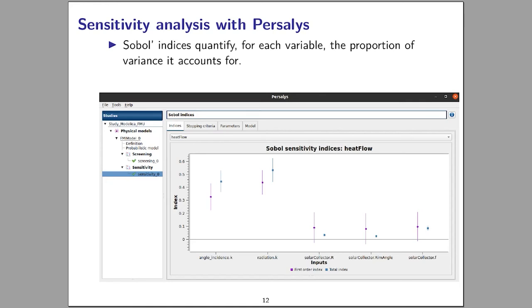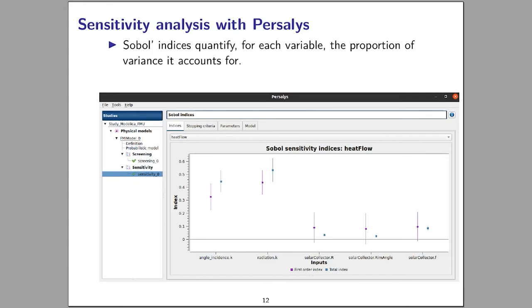To rapidly explain what Sobol indices are, let's say that the first order index accounts for the proportion of variance that can be accounted for by each variable. So for instance, if we see here the incidence angle, its first order index is 0.3. It means that 30% of the variance of the output is actually explained by the sun incidence angle. We can also see that the radiation has a high first order index.